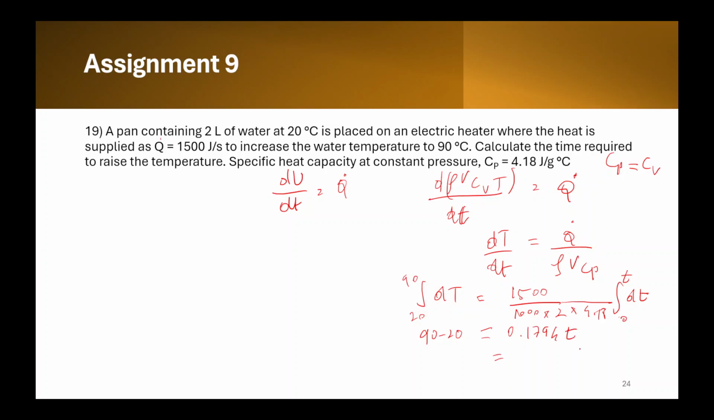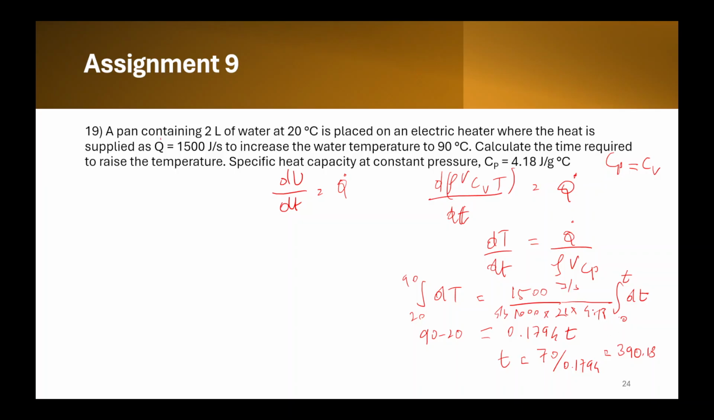So this t comes out to be 70 by 0.1794, which is equal to 390.18. Not degrees Celsius, sorry. What would be the unit? So this is in joule per second. This is gram per liter. This is liter. And this is joule per gram per degree Celsius.